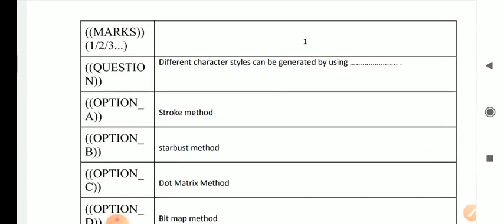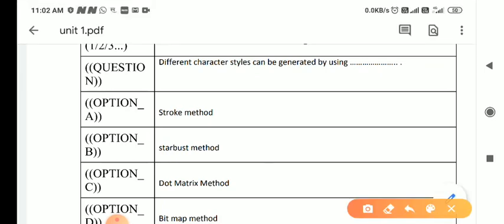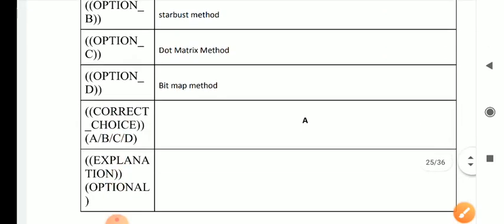Different character styles can be generated using which method? Stroke means this one, this is a stroke method. Using this we can write a different style, that is the stroke method. So the answer is A.